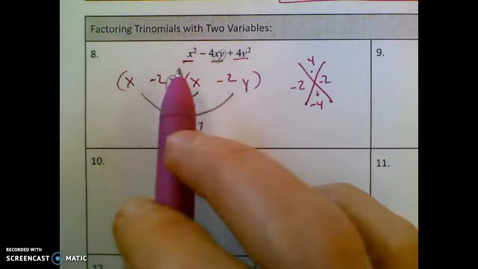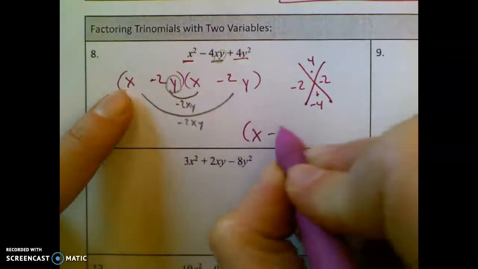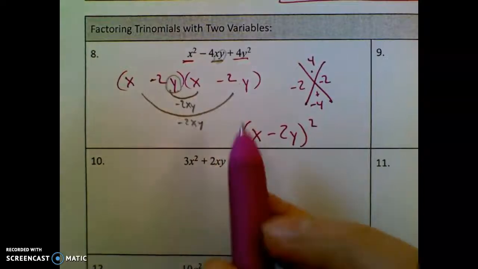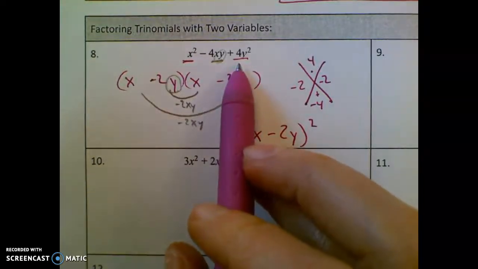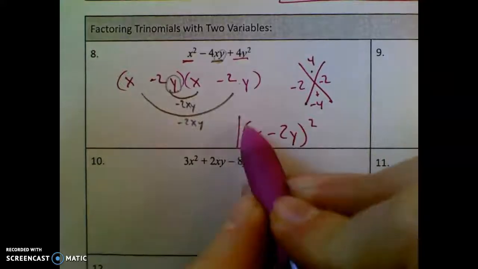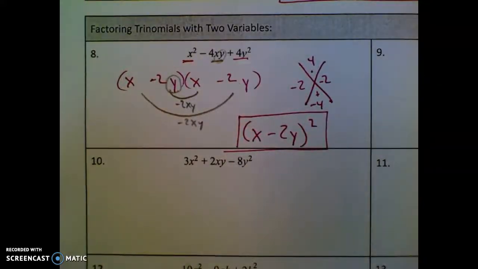This guy is actually a perfect square trinomial. So he is x minus 2y squared. So I don't care how you get it, whether you get it by doing the perfect square trinomial pattern or you do it this way. If you see it's the same answer twice, though, in the end, I do want your final answer to be written like that with the squared.